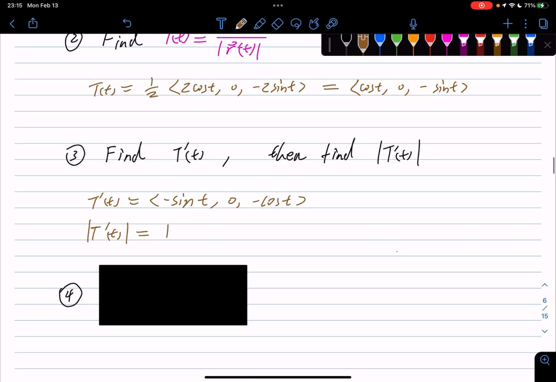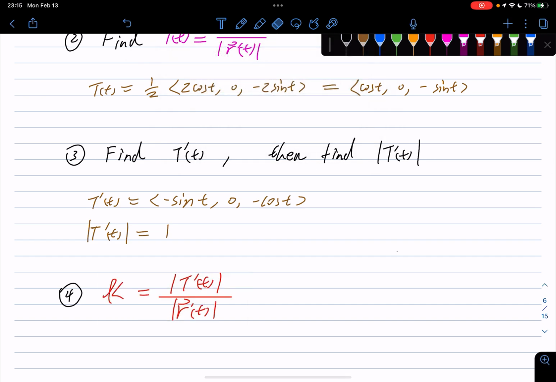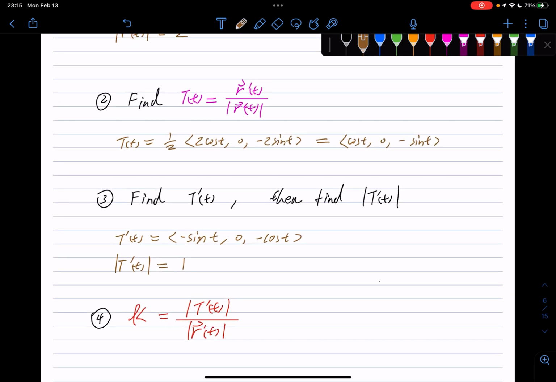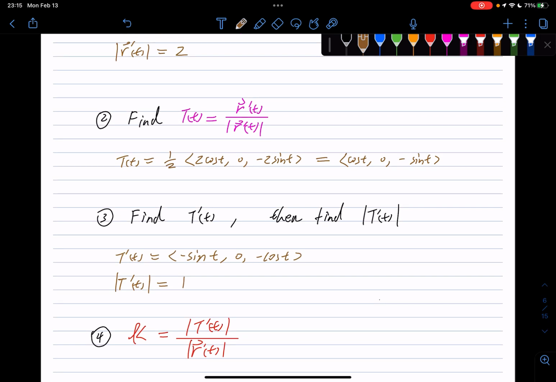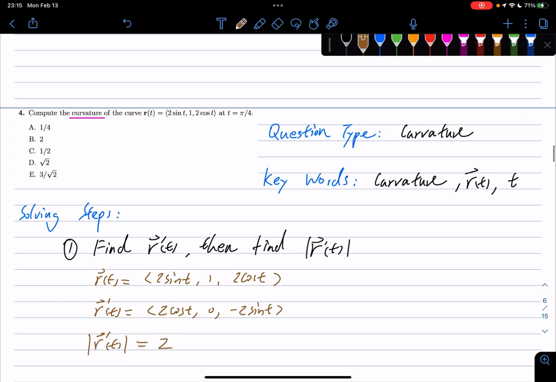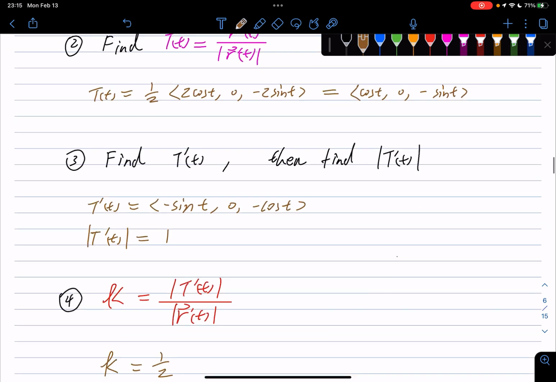And then finally we can construct the curvature, which is kappa. It's just all the quantities that we have found ahead of time. So we have the magnitude of r'(t) in the denominator, and the magnitude of T'(t) in the numerator. So kappa is just going to be 1/2. Easy peasy. Answer is C.